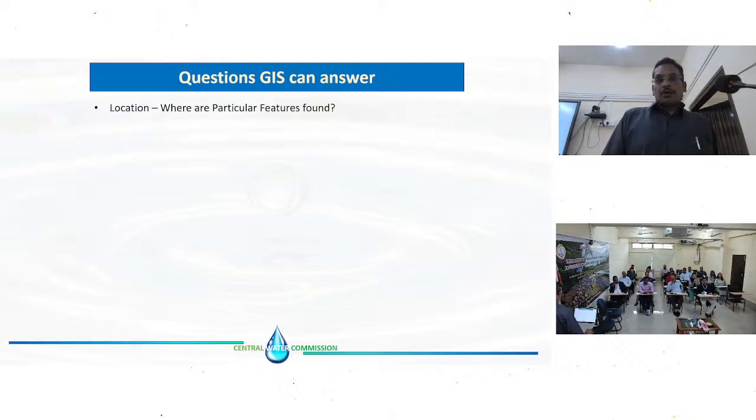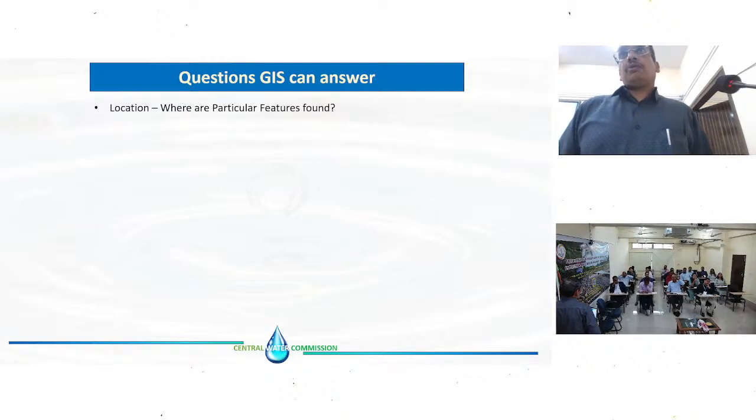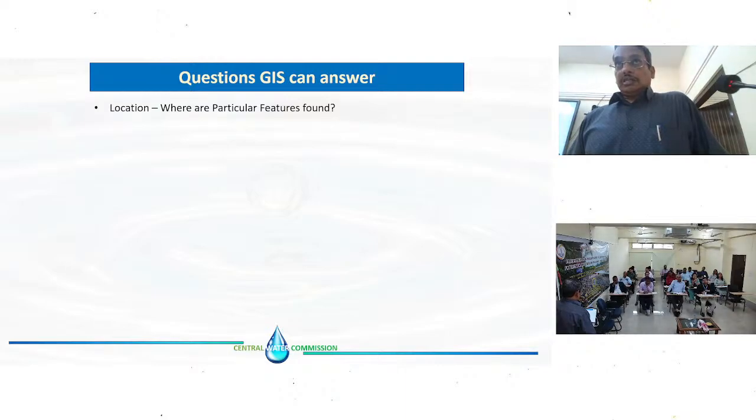The questions that GIS can answer, like where are particular features found. If you have a GIS layer, you can identify the water bodies, you can identify the vegetated areas, which you can also do in a paper map. But you can select a subset, like if you want to select only the cities with a population greater than, say, 1 million, you can run a simple query in GIS software and depict only those cities.